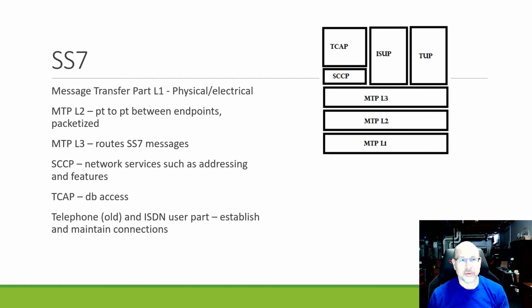MTP Layer 2, point-to-point between endpoints. That's what we do with Layer 2 here, except we talk about things like MAC addresses and building frames from one place to another. Layer 3 is for routing. How about that? Go figure. And then layers above that are for services and database access and things like that. So it looks a lot like the models that we have today.